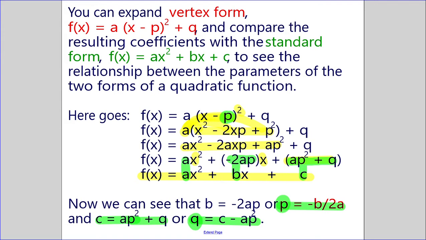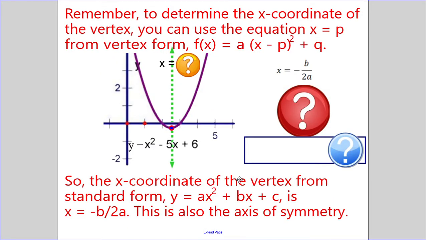Now likewise, and maybe you've been taught this before, you can just plug your p value back into the equation, and that will also tell you the q value. That will tell you y at that point, so at the vertex, which is a pretty common method to use. So let's go through those and get a little bit of practice in here.